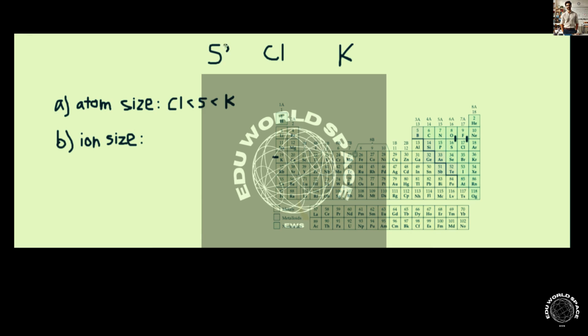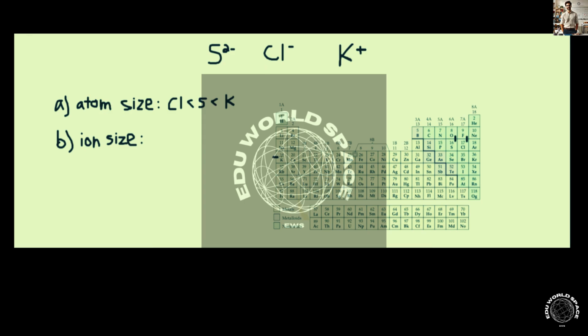All right, now let's consider the ions. The ionic forms of these atoms are sulfur 2 minus, chlorine minus, and potassium plus. Okay, so now these are all isoelectronic. They all have the same number of electrons, so the only thing that's going to determine size is the nuclear charge, or the number of protons in the nucleus.